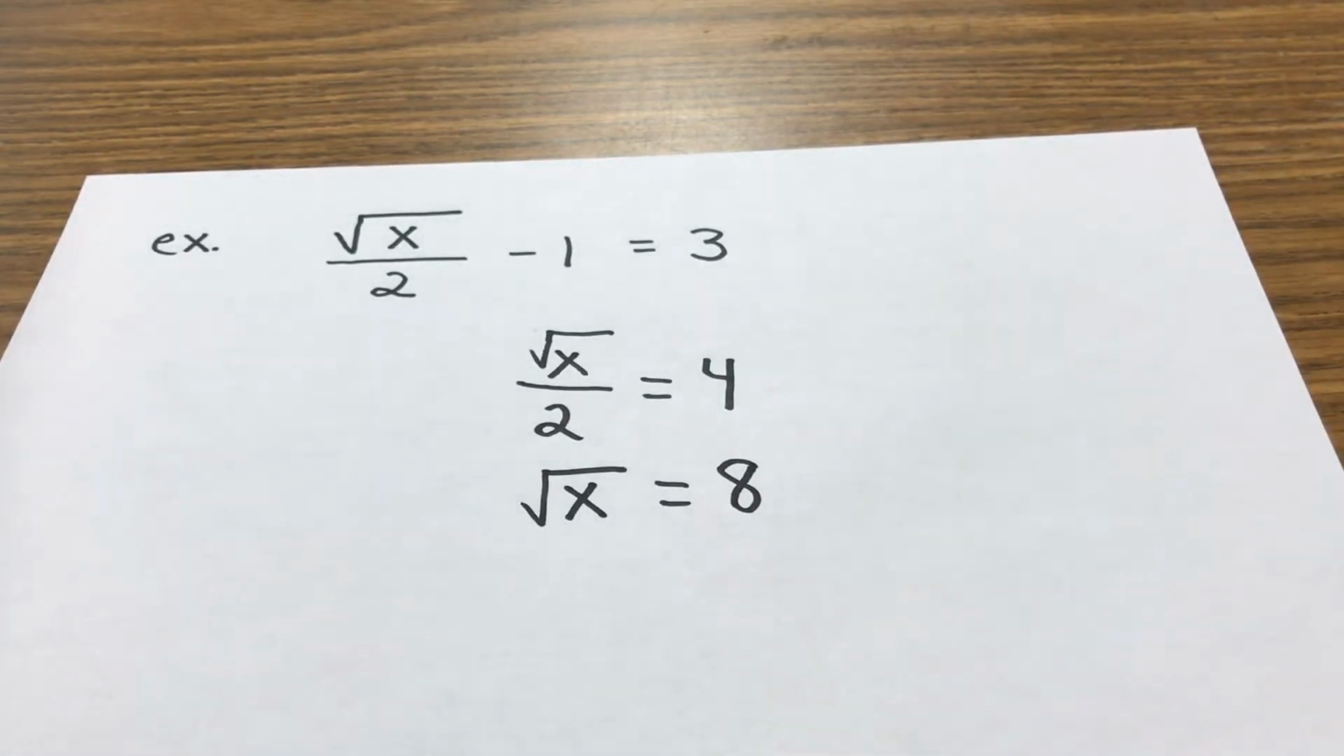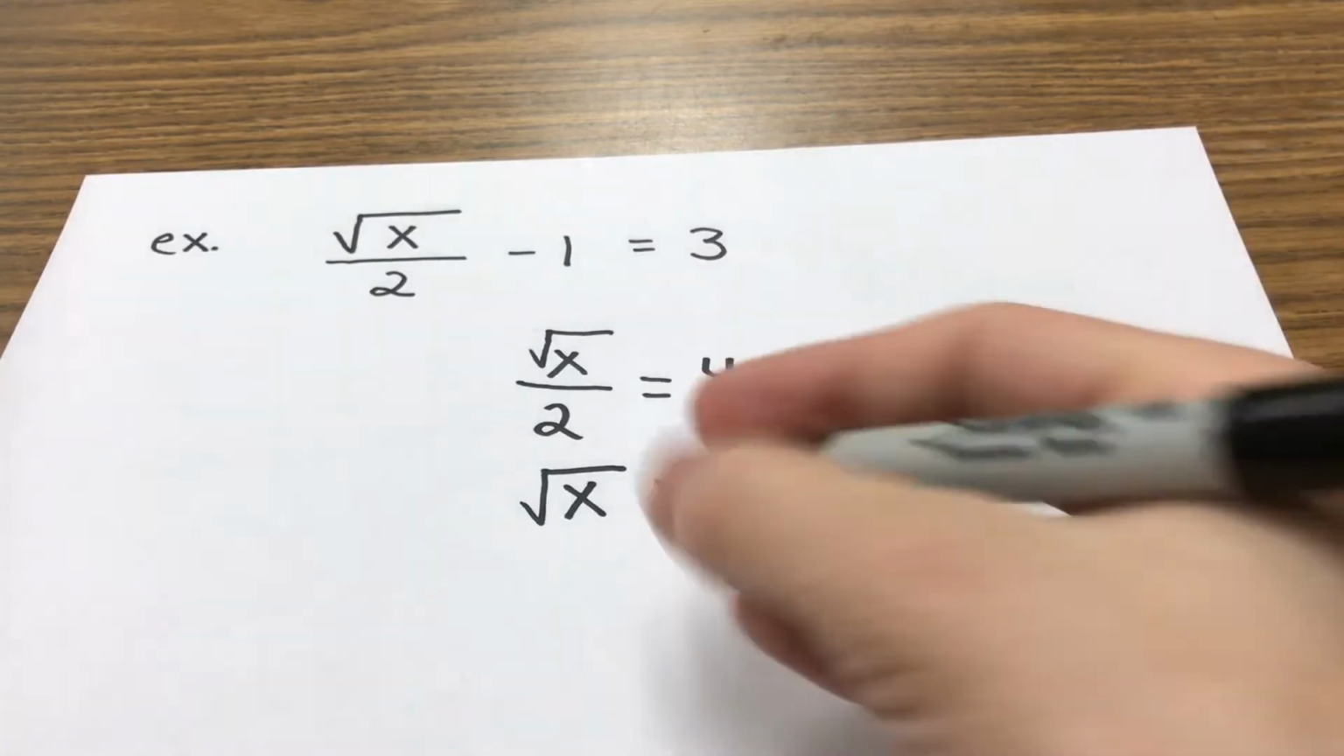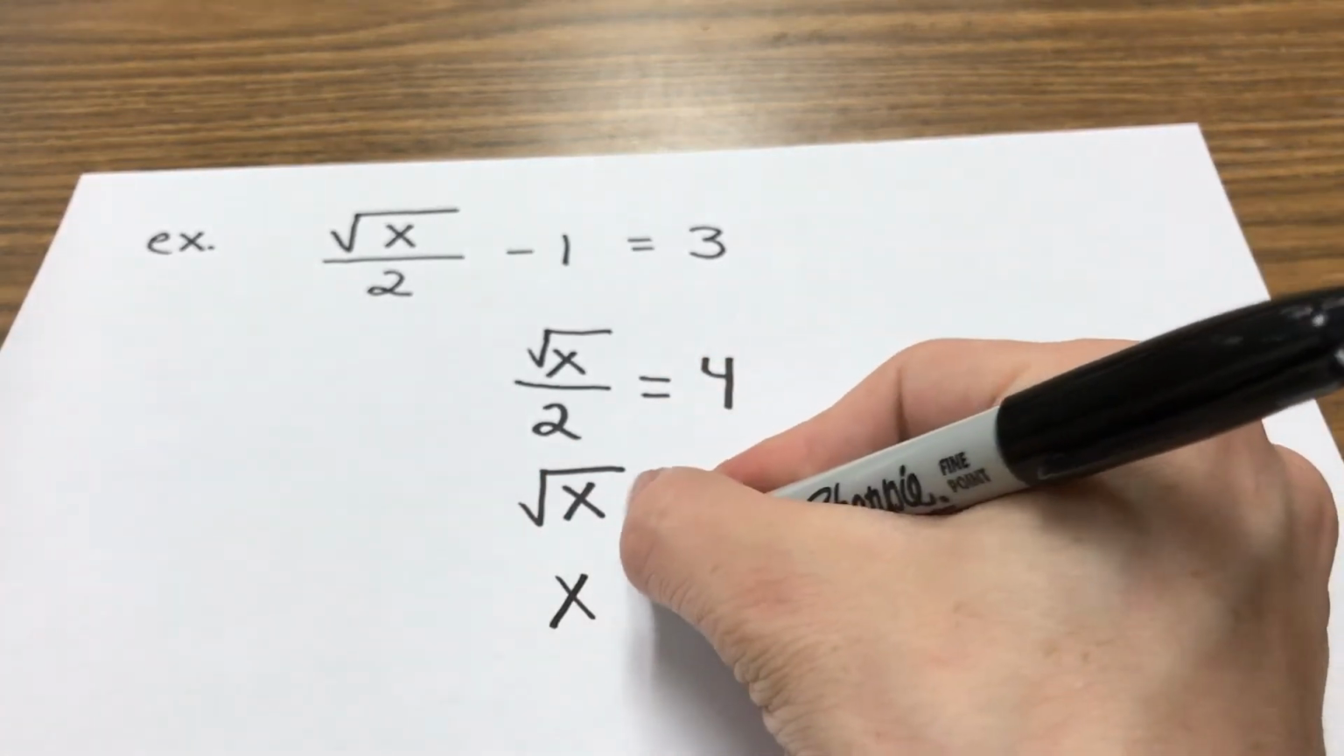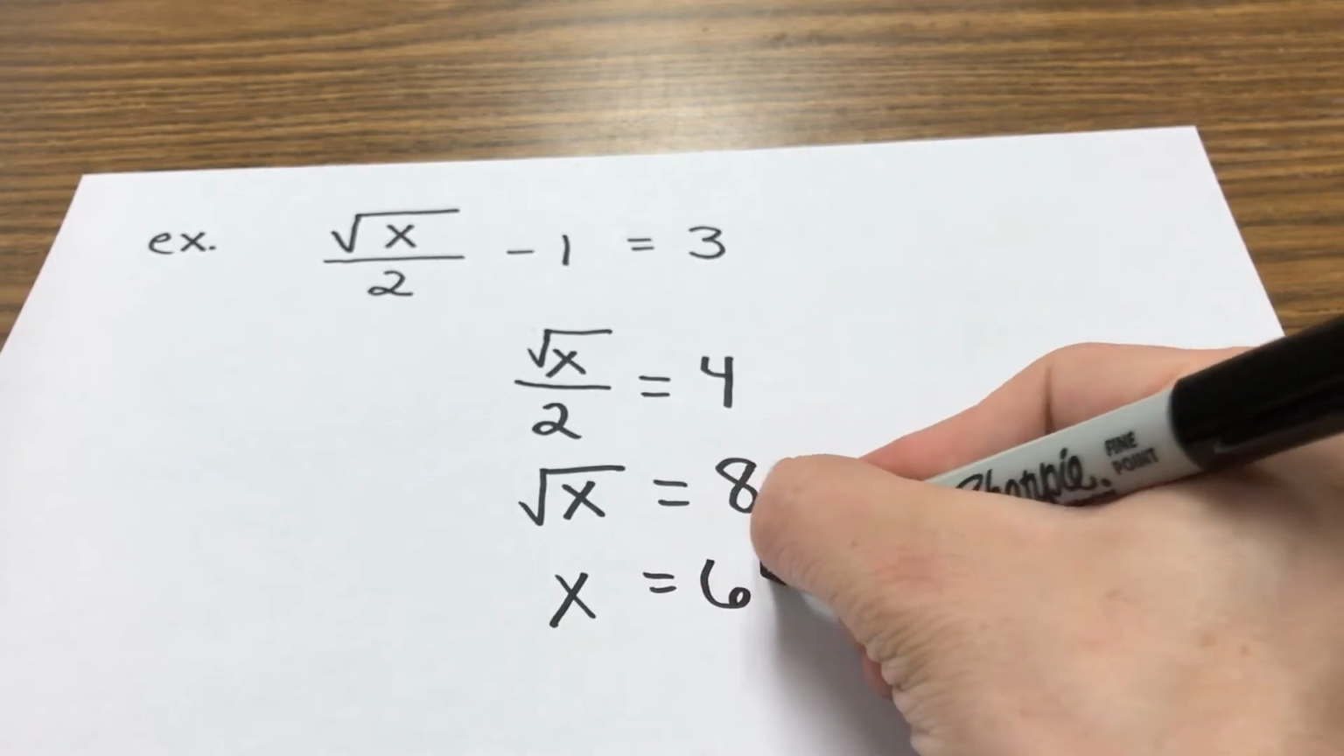Now we have to get rid of the radical. Because it's a square root, I have to square both sides. And once I do that, I get 64.